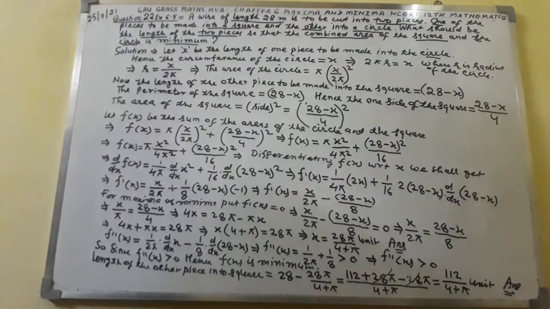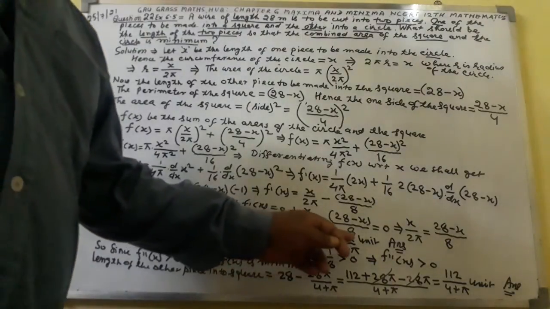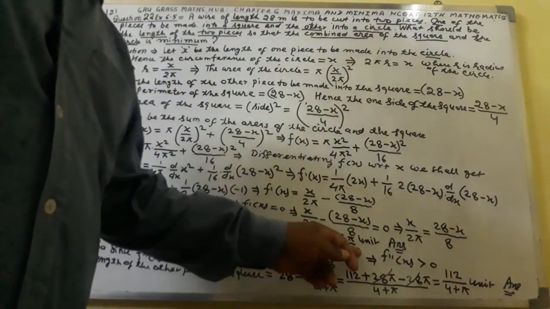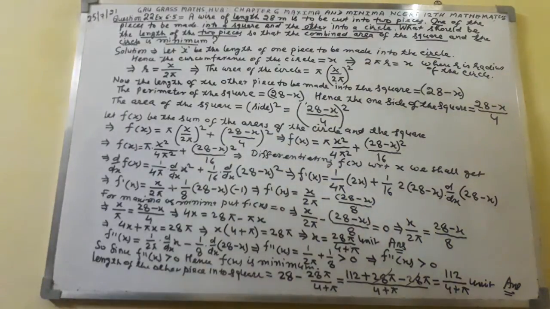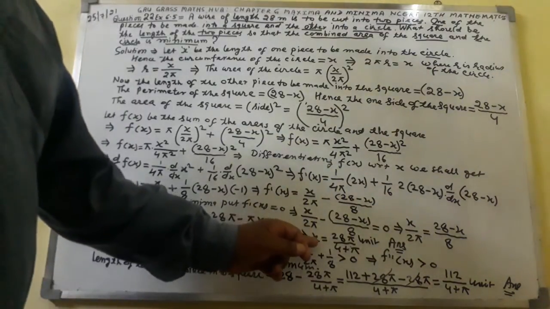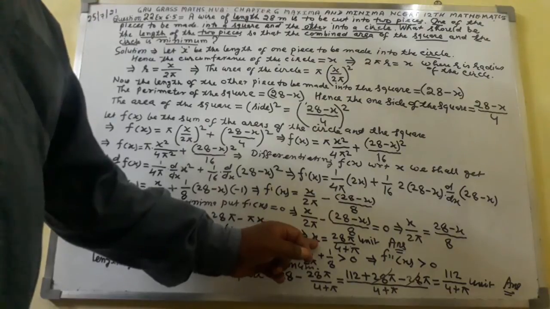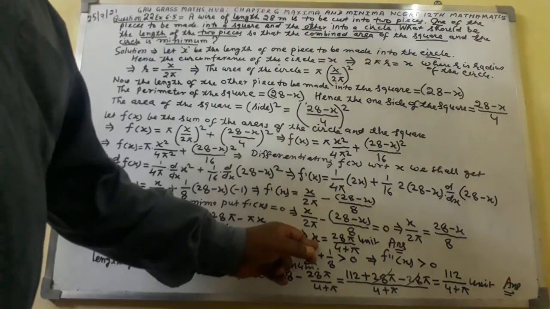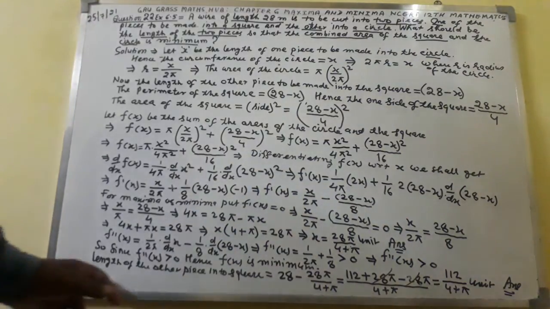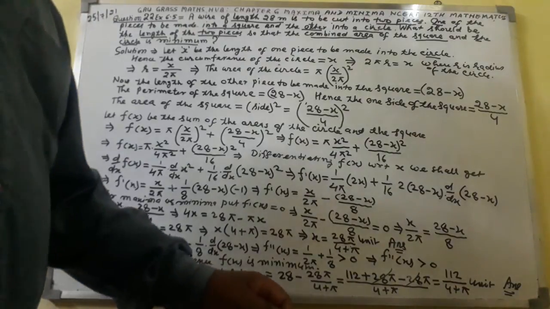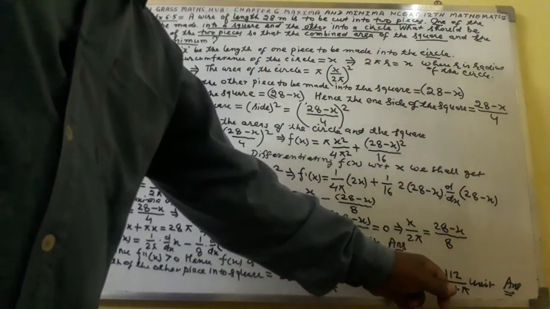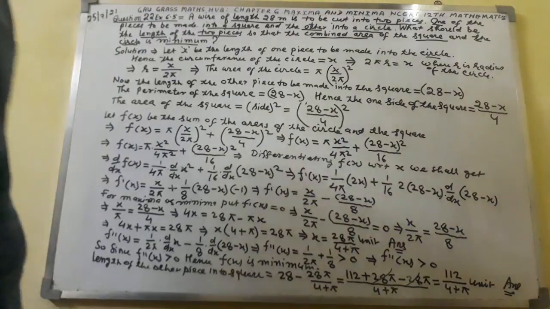The two answers you have got. x equal to 28 pi whole over 4 plus pi unit will be the answer. Here x is the length of one piece into the circle. Here length of other piece into the square, you have got 112 over 4 plus pi unit, that will be the distance.